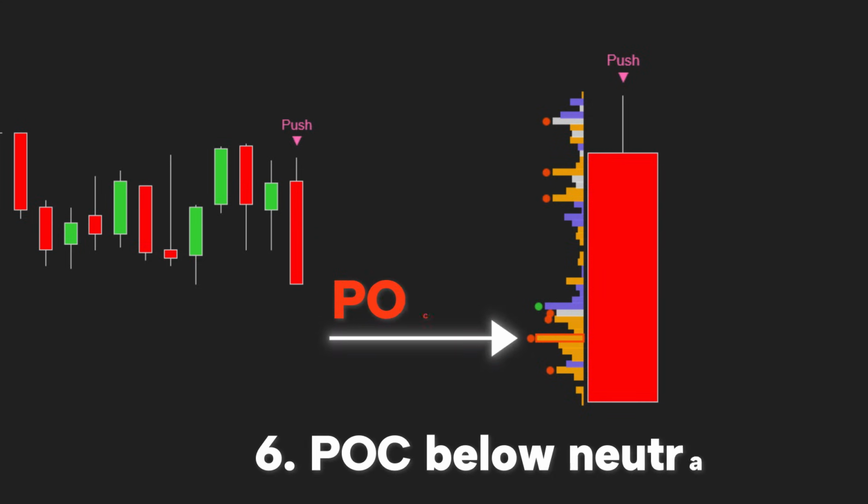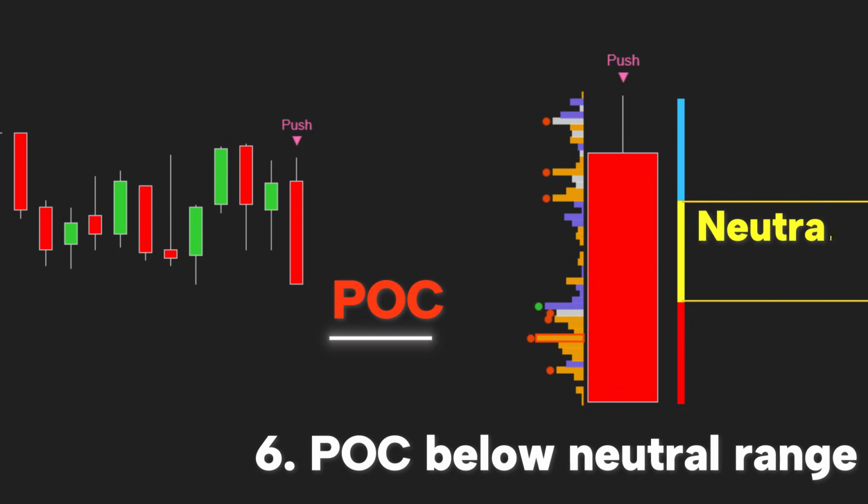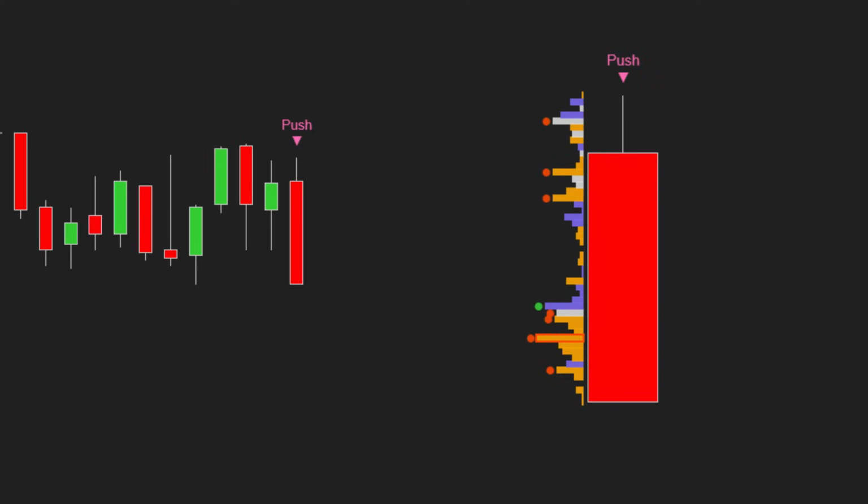Finally, the last factor for confirming strong bearish pushing effort is that the POC of the red candle must be below the neutral range. When the POC is below the neutral range, it shows that most of the trading volume is concentrated at lower price levels. In other words, the sell side is not only selling aggressively, but is also actively pushing price lower and maintaining activity in that area. A POC below the neutral range is strong evidence that sellers are fully controlling the price action within the candle.